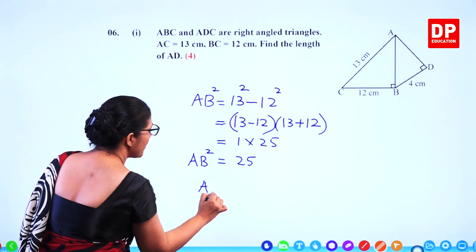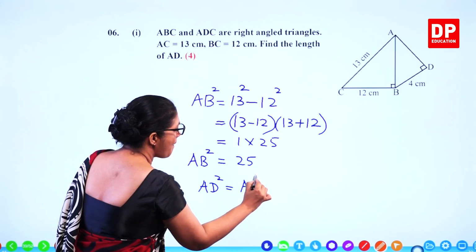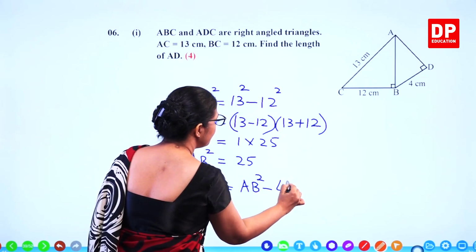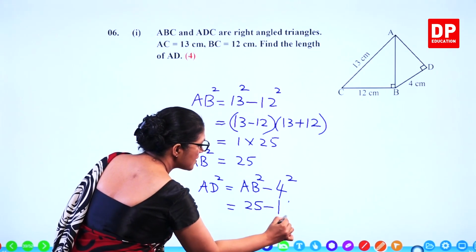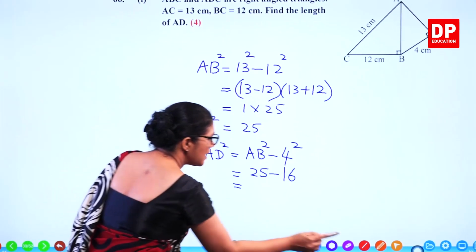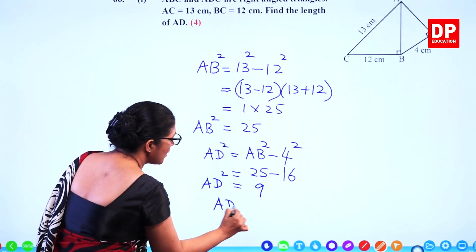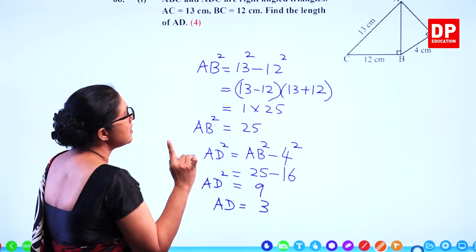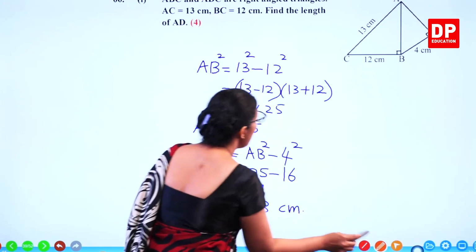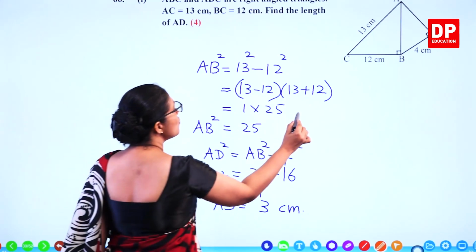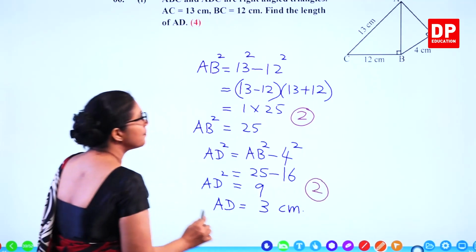So what is AD squared now? AD squared is AB squared minus 4 squared. What is AB squared? That's 25 minus 4 squared is 16. So what is 25 minus 16? You get 9. So what's the square root of 9? You get 3. So AD is 3 centimeters. So how many marks for that question? You get 4 marks. 2 marks for this part and 2 marks. So you are applying Pythagoras theorem twice.